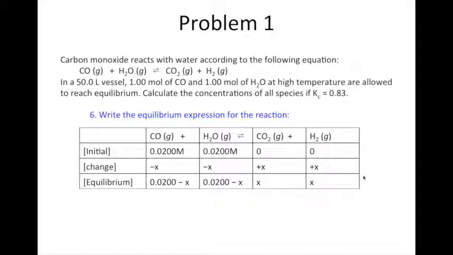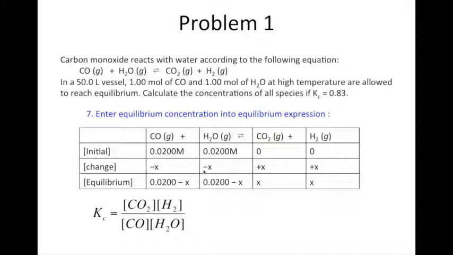And our next step would be to write our equilibrium expression, our Kc expression. Well, we should be able to do that without any problem. That's going to be our products over our reactants. So now we can plug in our equilibrium concentrations. We must always enter our equilibrium concentrations into an equilibrium expression, never initial concentrations. So we're going to plug these values in, even though we don't know exactly what X is, we'll be able to calculate that.